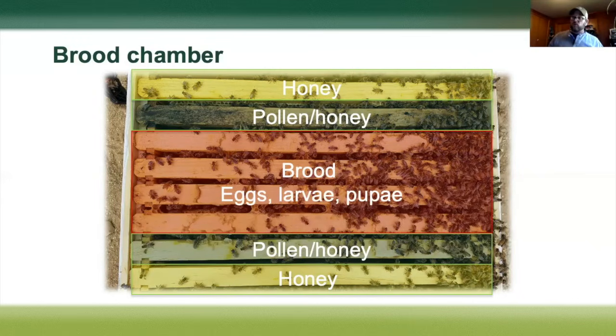You can also roll a queen on the edge of the frame. So if you're not picking up a frame perfectly in line, and you're dragging it cockeyed against one side of the hive body, that could also be a potential place to roll the queen.